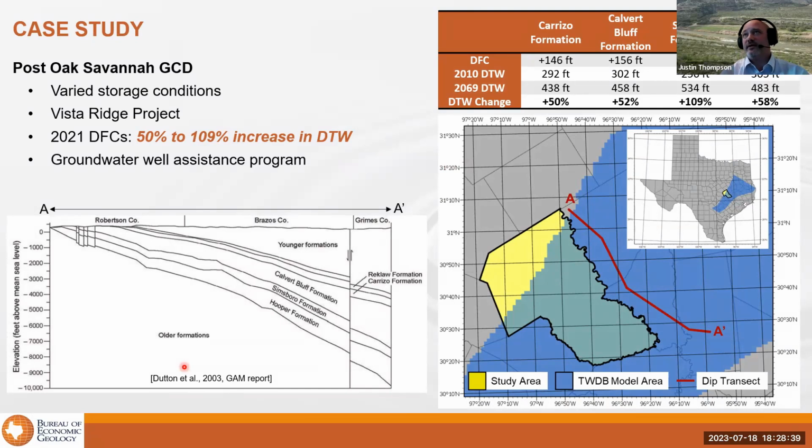So why Post Oak Savannah Groundwater Conservation District? Well, a number of reasons. I think first and foremost is that it presents varied storage conditions of the Carrizo-Wilcox within the district, right? And that's obviously important if one of our research questions is, how do storage conditions drive recoverability? So here you've got the district in yellow. It's right here in central Texas, right? Just a little east of where I'm at now in Austin. And then we've got this blue shading.